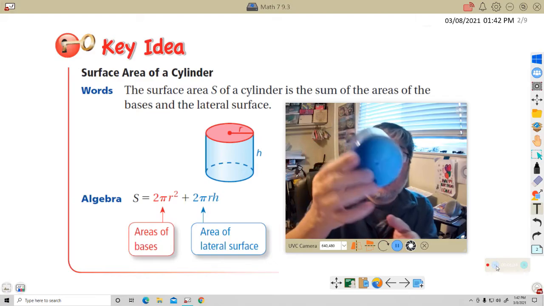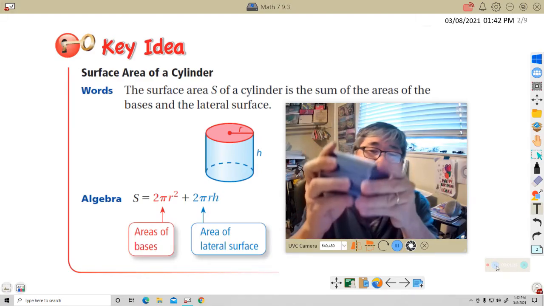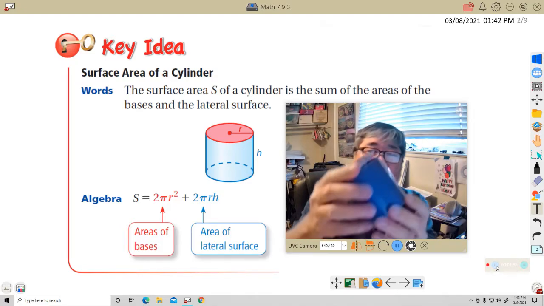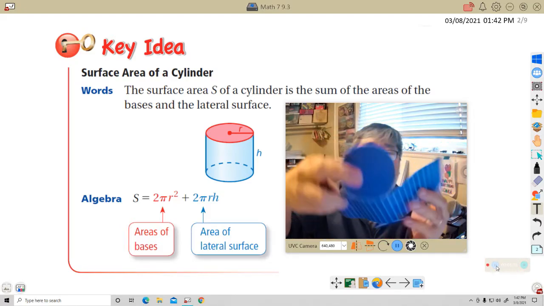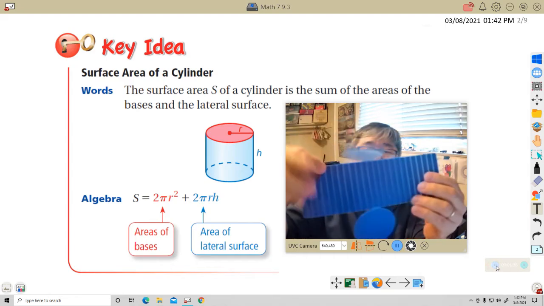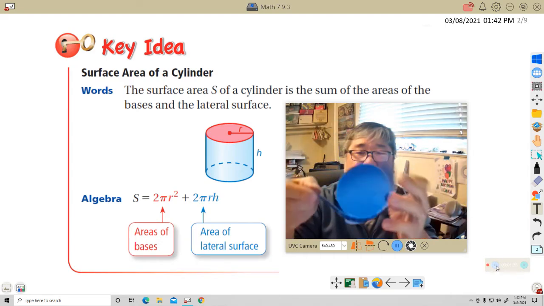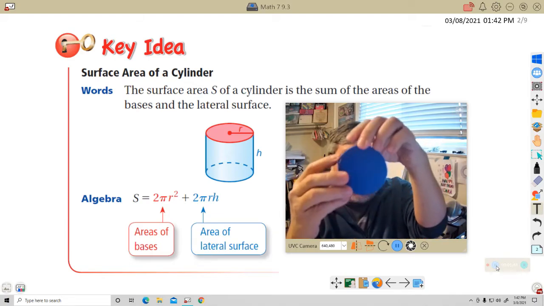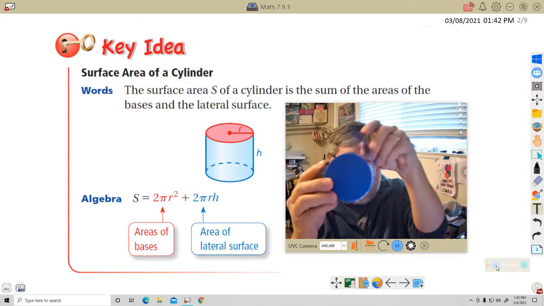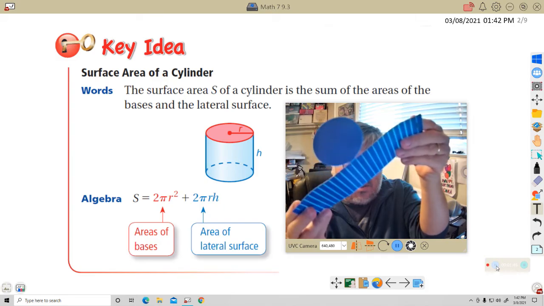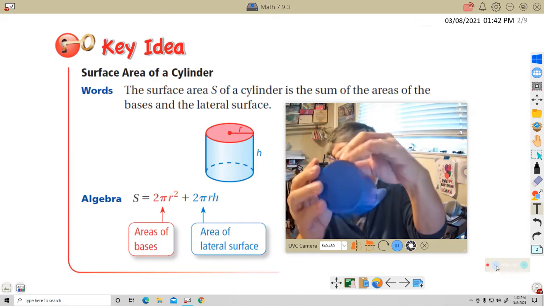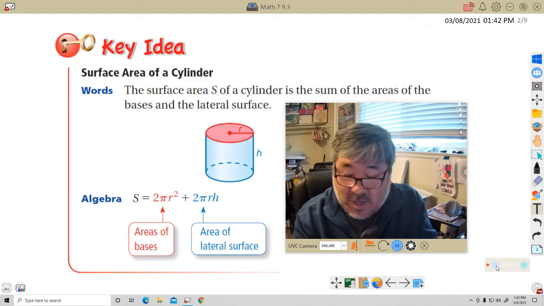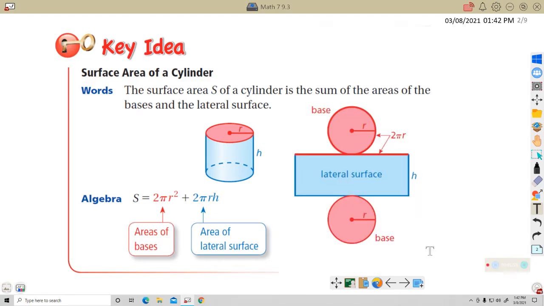Still me. Okay, so there's my cylinder. I can take this apart. So you see when I unroll it, the length of this rectangle is the same as the circumference of the circular base. And the height is whatever the height of the cylinder is. Okay, so there's that.